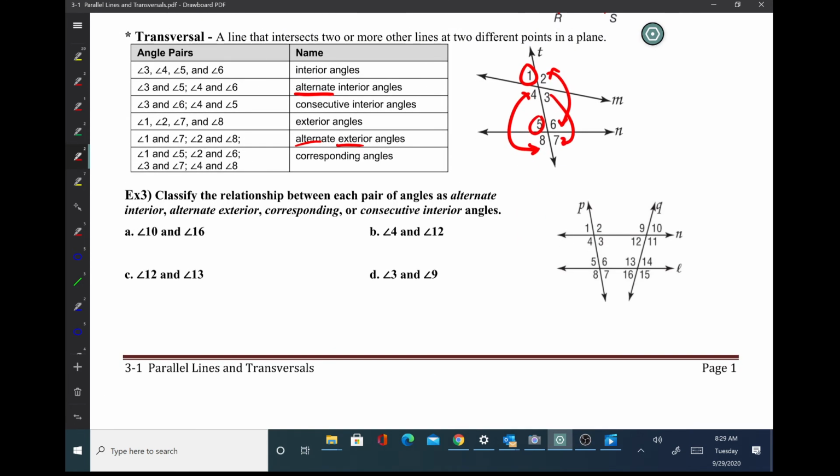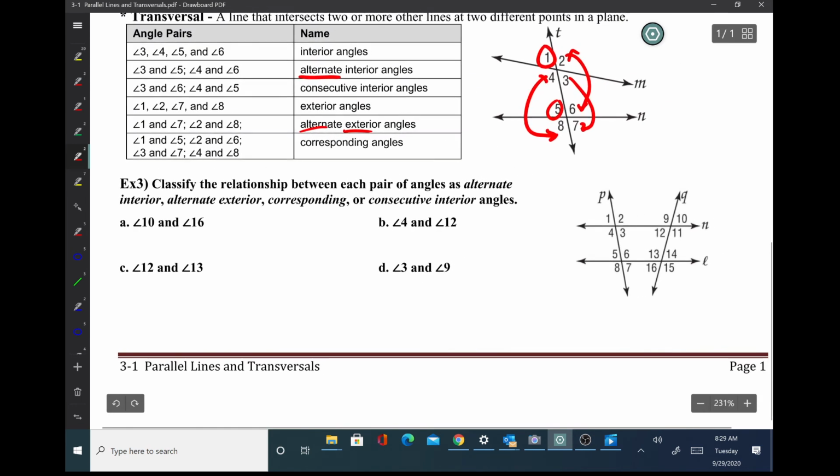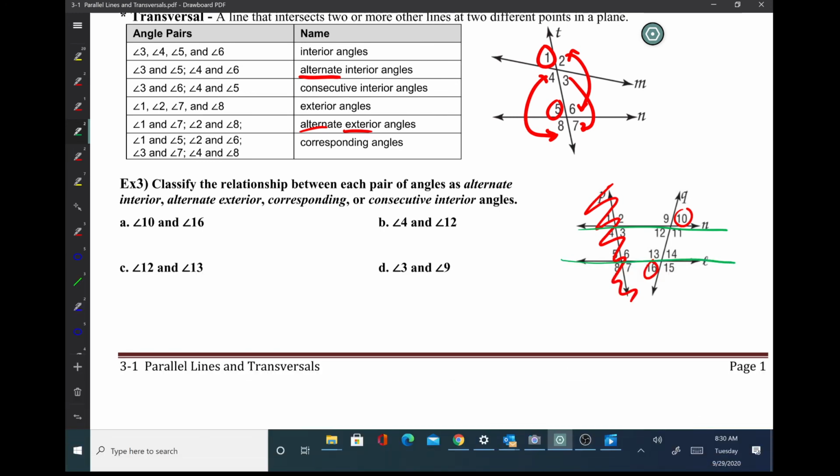This is not going to take us very long, all right? Okay, 10 and 16. Okay, so we have 10 here and we have 16. Basically, when you do that, ignore this, right? Don't look at that. Okay, so what are our two lines? Well, then our two lines, I'm going to do these in green. Our two lines are here, right? These are our two lines. Are these interior, exterior? They're exterior, so I know they're exterior. Are they on the same side of the transversal or opposite sides? Opposite. So these are alternate exterior angles. Okay?